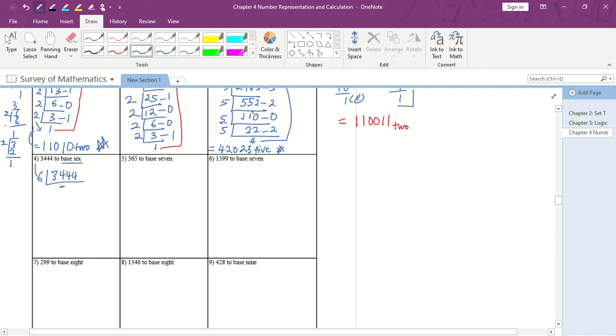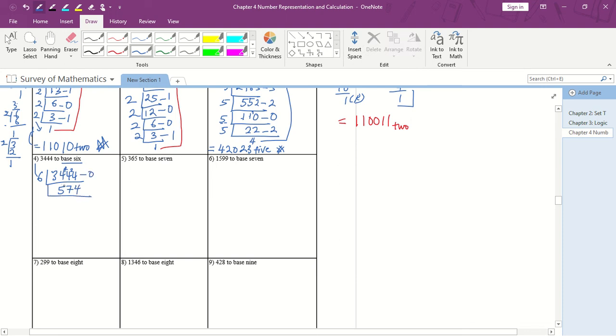So 6 times 5 is equal to 30. So 34 minus 30 is equal to 4. So here, 4, and we'll get 7. 7 times 6 is 42, so 44 minus 42 is equal to 2. And we know that 6 times 4 is equal to 24. So there's no remainder here.